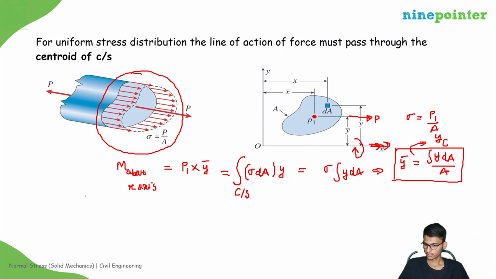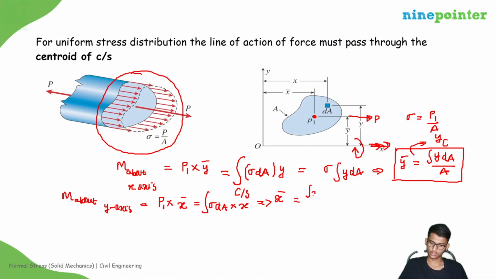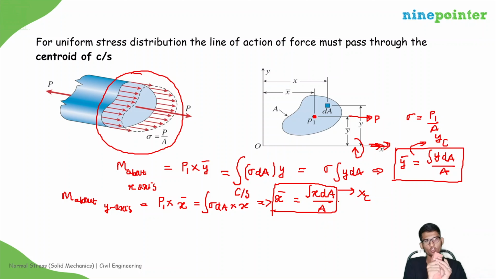Similarly, if you consider moment about y axis, then it will be P into x bar, that is equal to the integral of sigma dA into x, which gives rise to x bar equal to the integral of x dA divided by A. This is x centroid. So this is the x coordinate of the centroid of the cross section. So what does this signify? For uniform stress distribution, the line of action of force must pass through the centroid of the cross section.